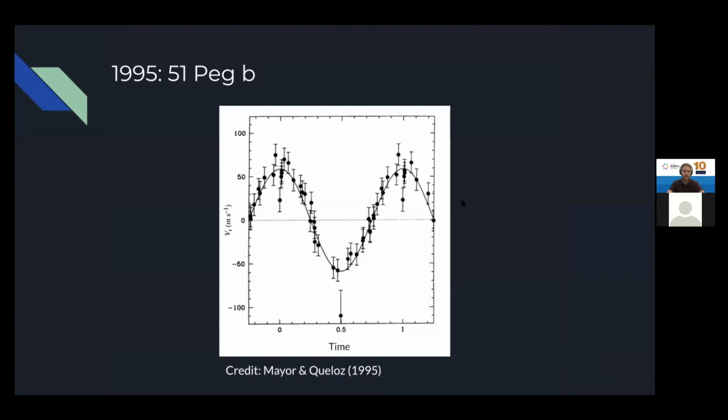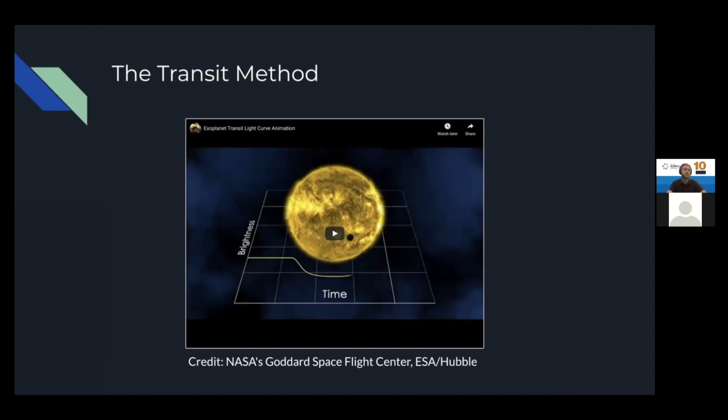Here you can see that over time, the star moved towards observers, and then it moved away from observers, and then back again, back and forth, and back and forth. And that's the effect of the planet pushing and pulling on it. So I talked about how this is a very common method of detecting exoplanets, but it is not, in fact, the most common method. That goes to the transit method.